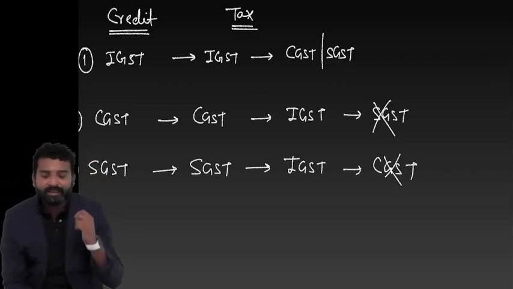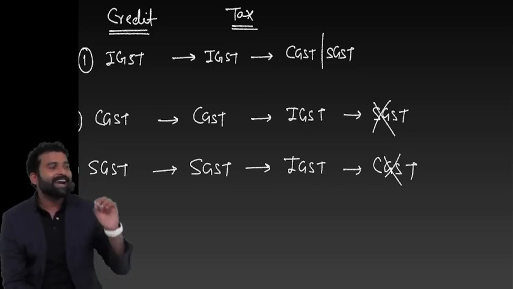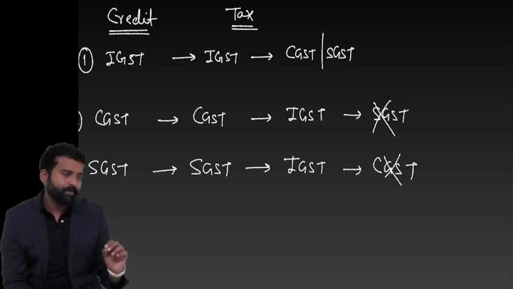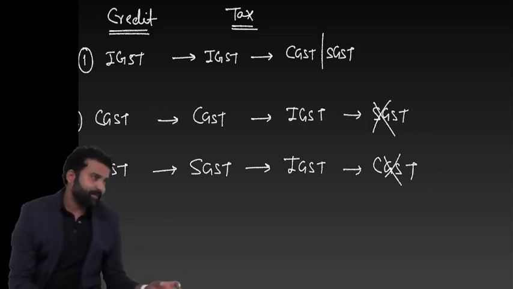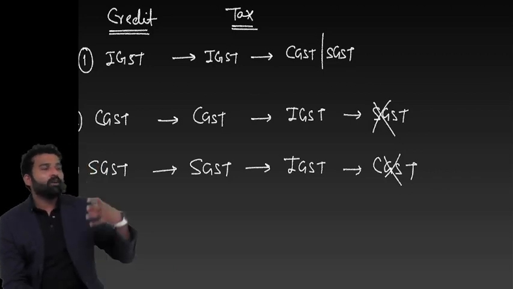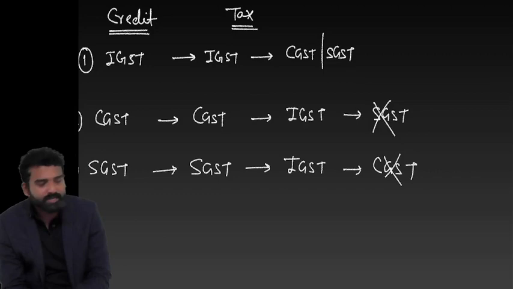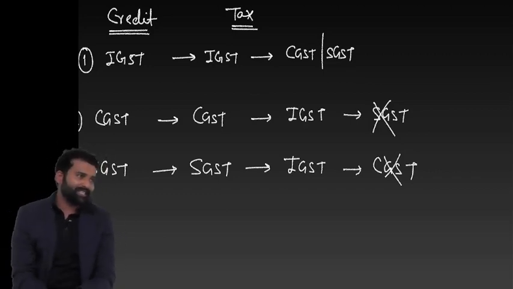I am explaining once again that SGST and UTGST are similar, are the same. Only the place is different. For Madhya Pradesh, a state, it will be SGST. For Lakshadweep, a union territory, it will be UTGST. So SGST and UTGST are similar.